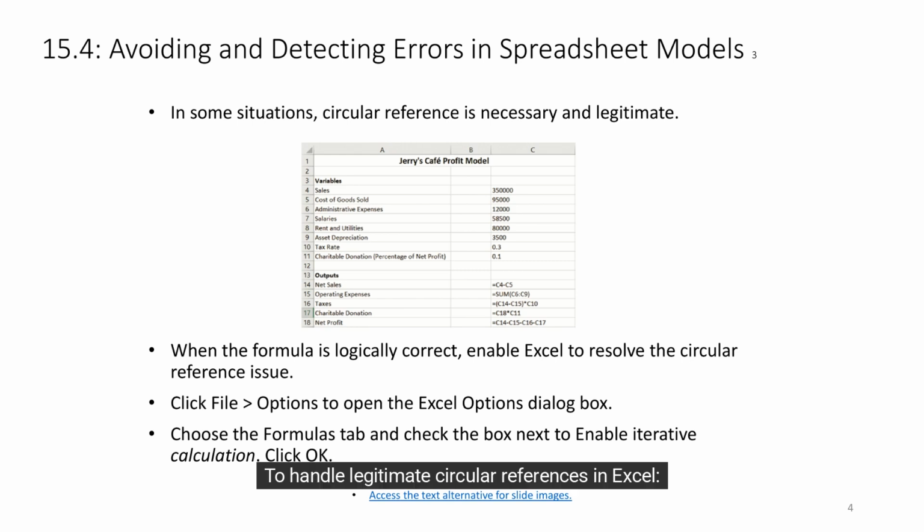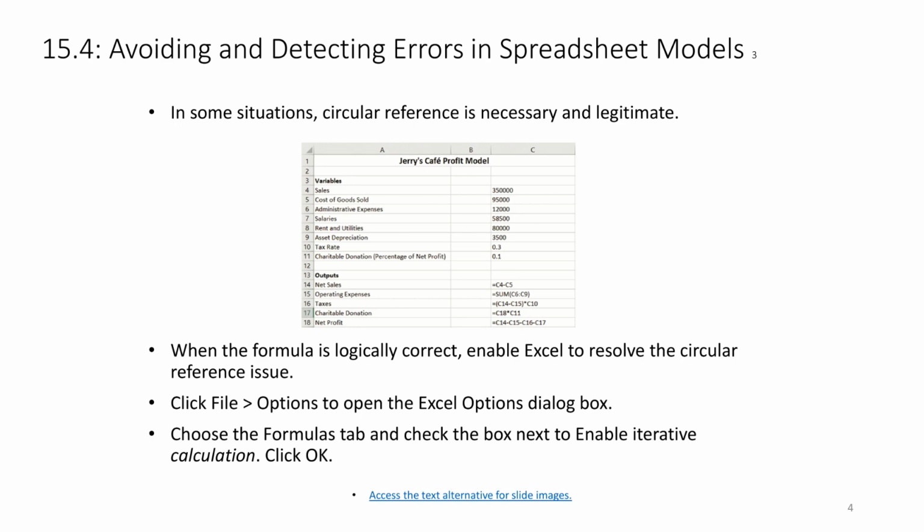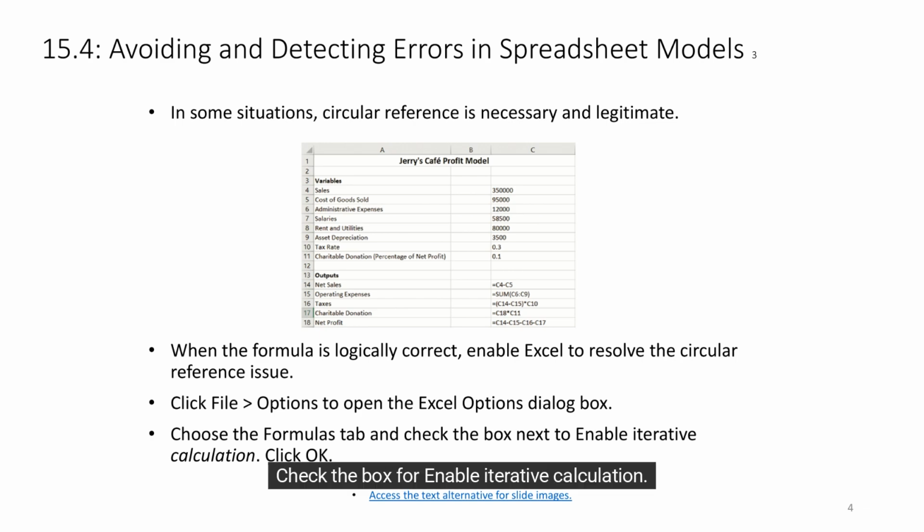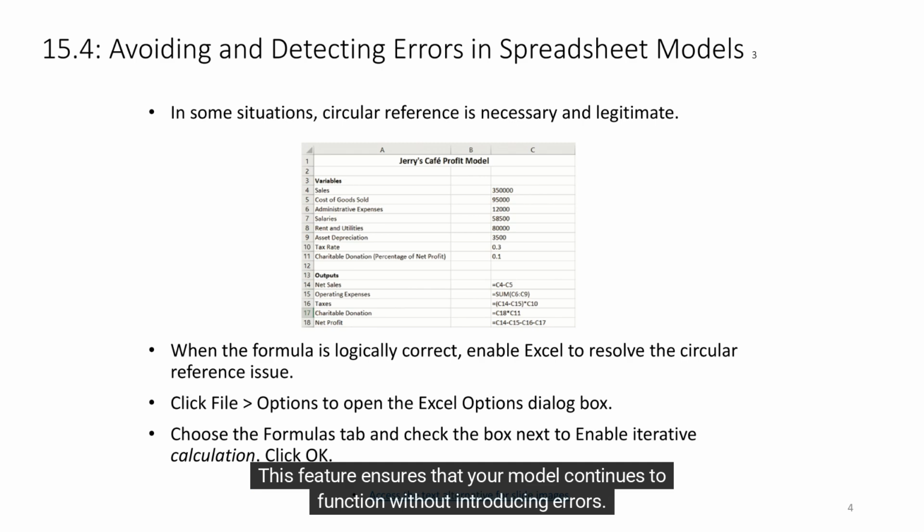To handle legitimate circular references in Excel, go to File, then Options. Select the Formulas tab. Check the box for Enable Iterative Calculation. Click OK to save your changes. This feature ensures that your model continues to function without introducing errors.